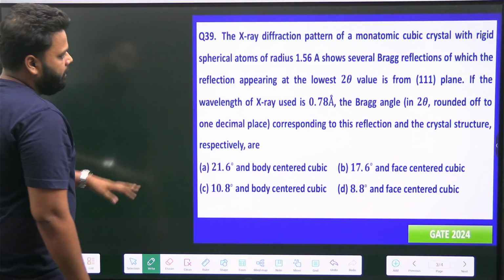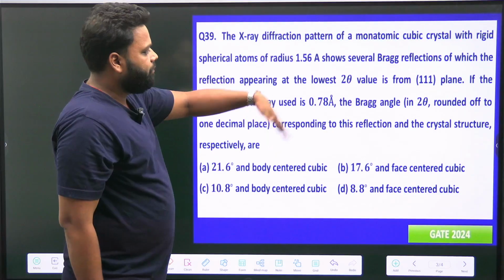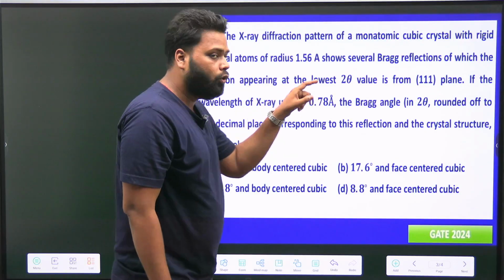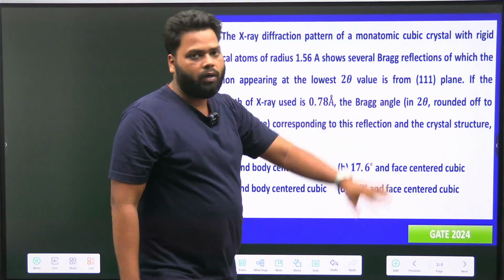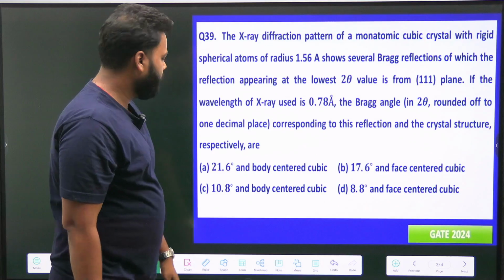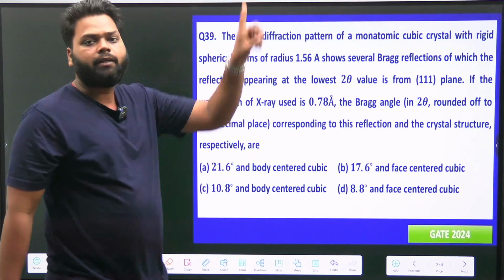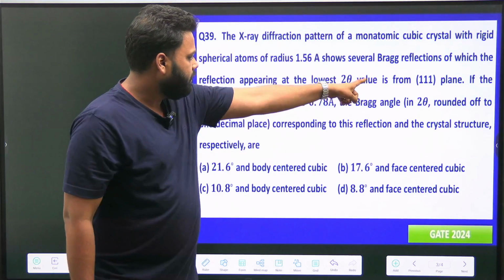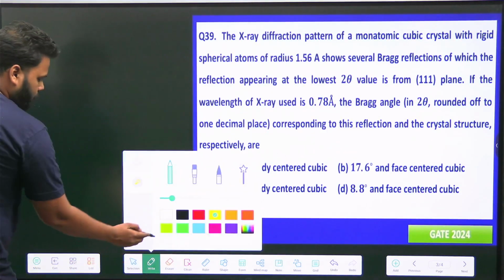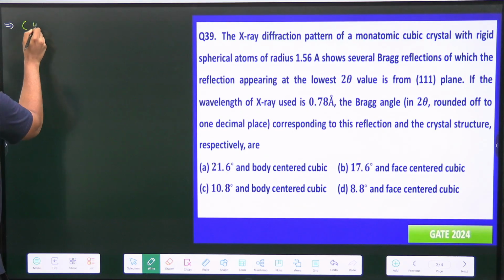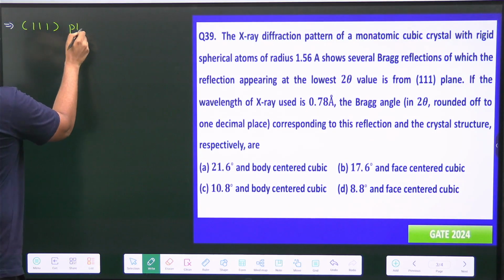Okay, and it shows us several Bragg's reflections, of which the reflection appearing at the lowest 2 theta value is the 111 plane. Okay? So the lowest value means the first peak is from the 111 plane. So let's write it. The lowest peak is from the 111 plane.